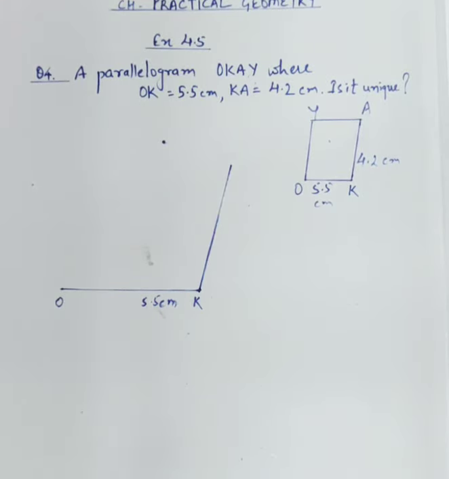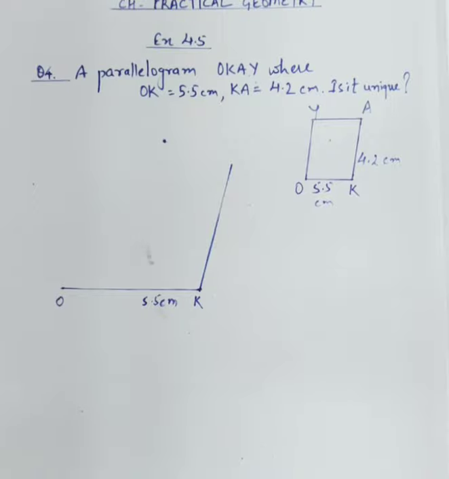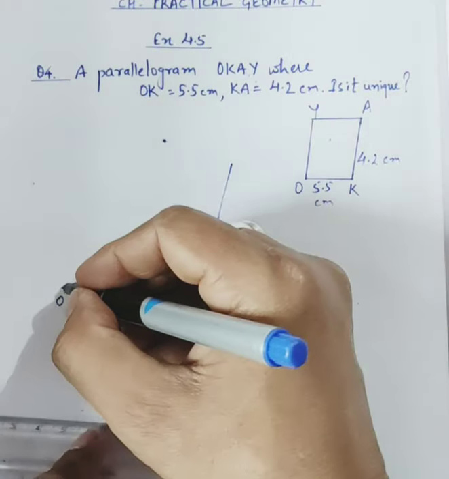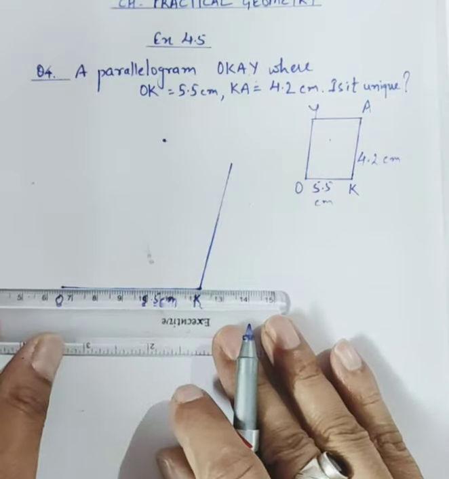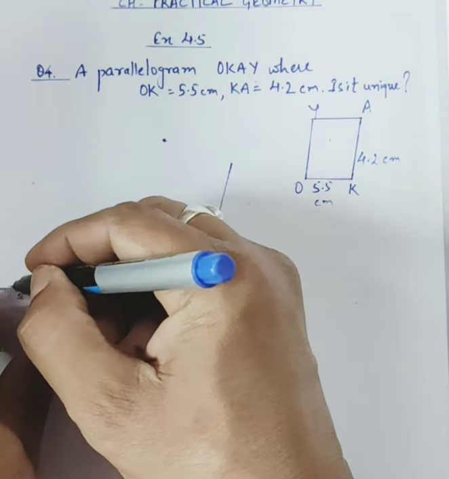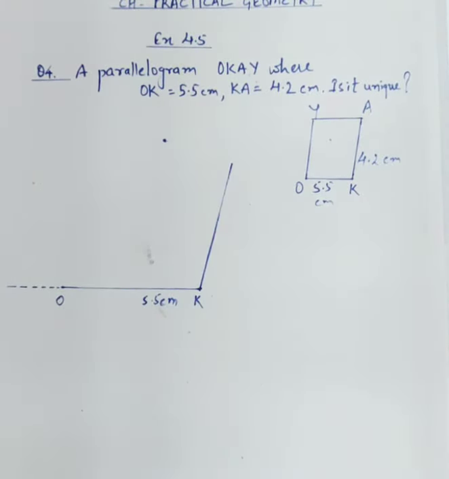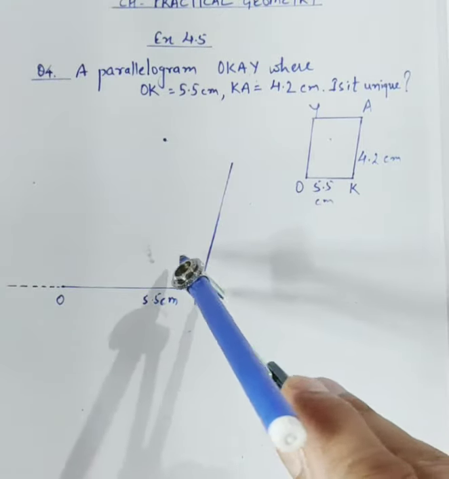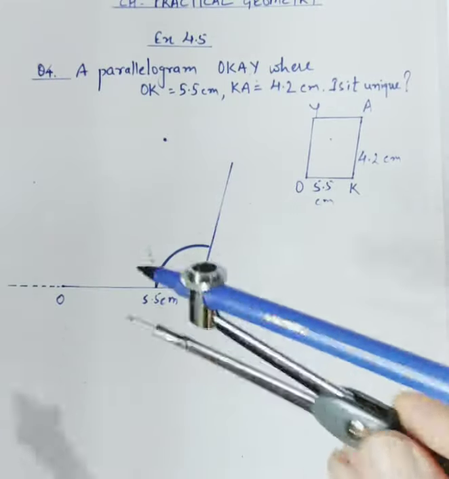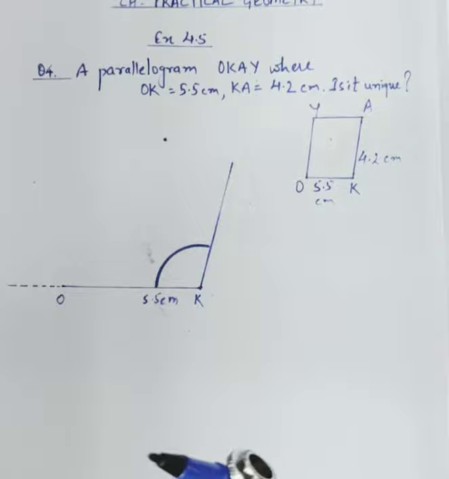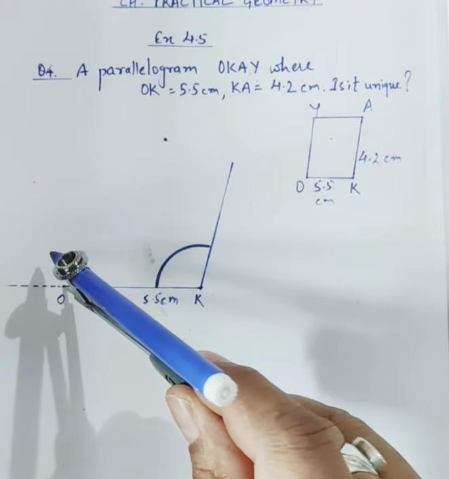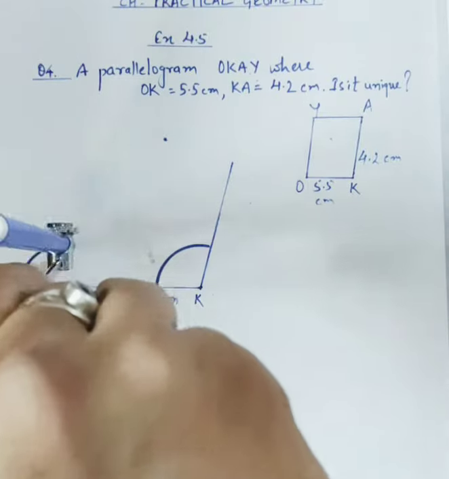Now we will draw OY, which is parallel to this line passing from K, and for constructing a parallel line we will use this procedure. First of all, let me produce this side a little bit on the outer side with the help of dotted line. Now at K we will draw an arc of any radius. This we have drawn. Now without changing this radius, we will keep our compass at O and we will draw an arc like this.